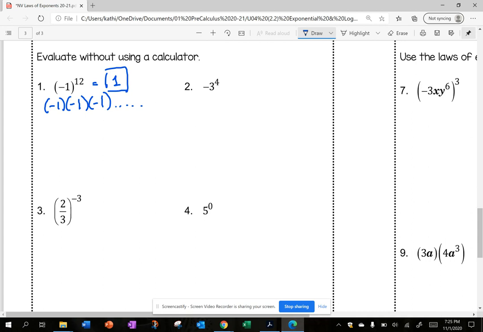Number 2, my negative sign is not in the parentheses. So this is really -1 times 3 times 3 times 3 times 3. So 3 to the 4th I should kind of have memorized. So 3 times 3 is 9 times 9 times -1. So my answer is -81.